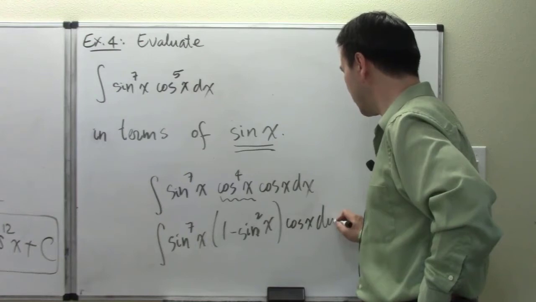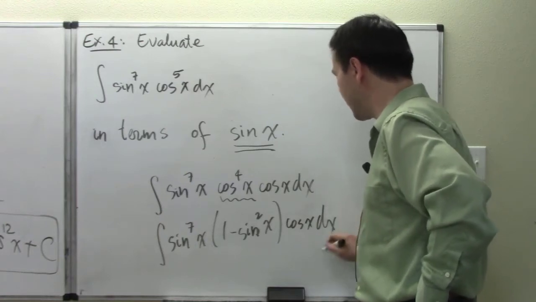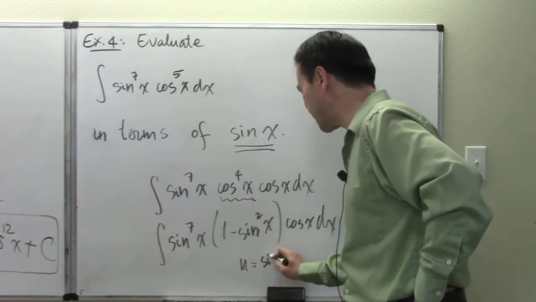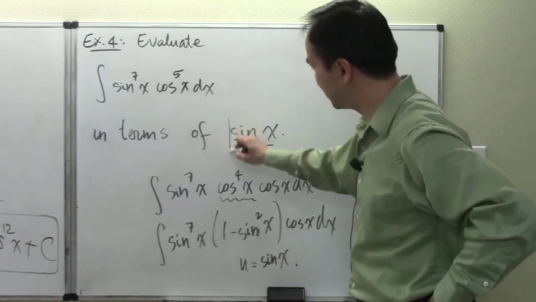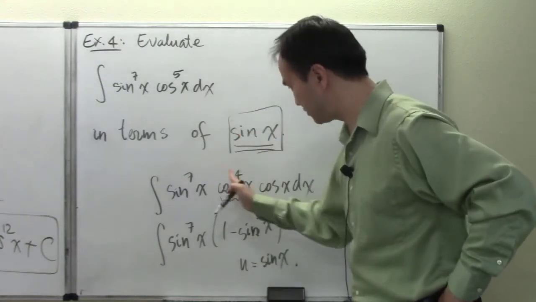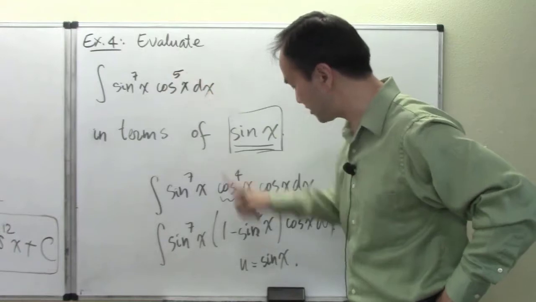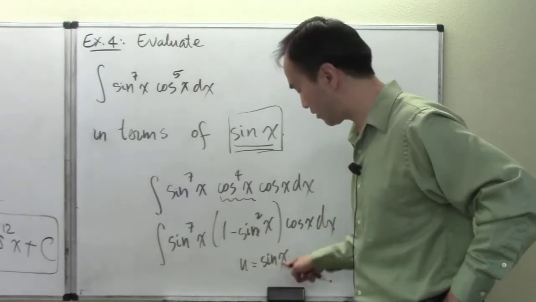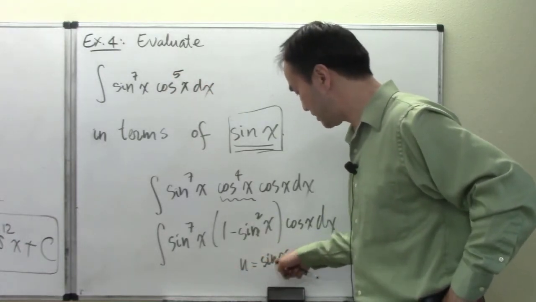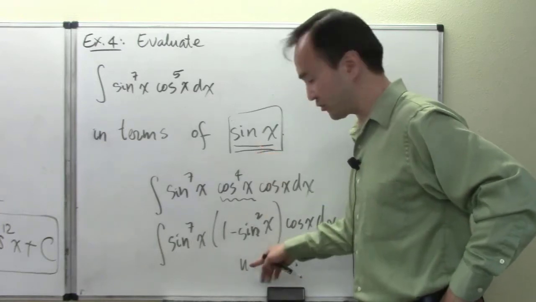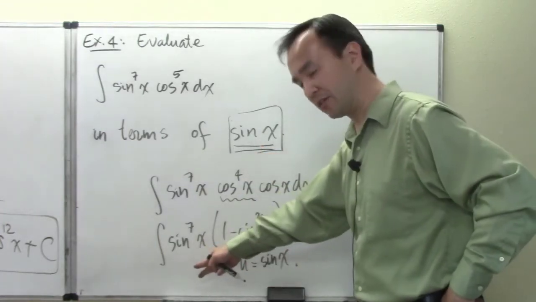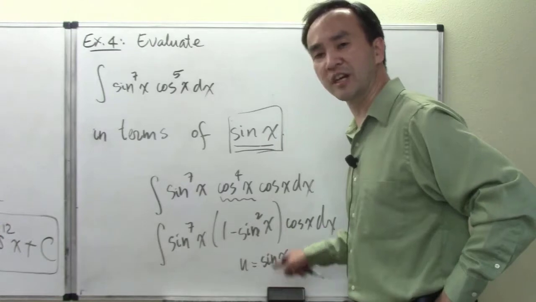Then in this way we are substituting u for sine of x, because we purposely want the answer in terms of sine of x. So we want to tackle down on whichever odd power will allow us to substitute the sine of x away, so that finally when we return to the original variable, it's all in terms of sine of x.